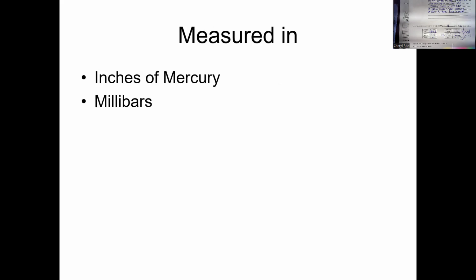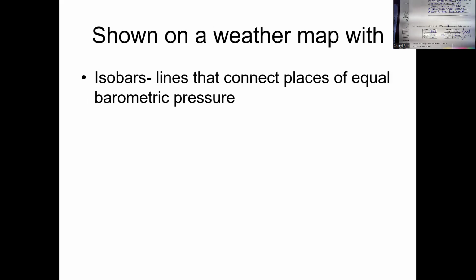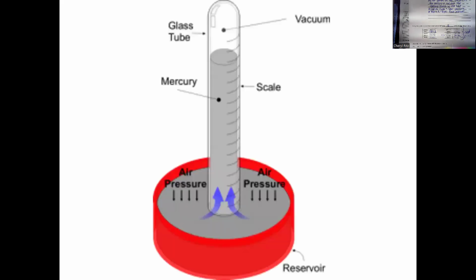We did talk about a barometer. We did talk about converting back and forth. I believe we had this that's shown on a weather map with isobars. We talked about the barometer, how when air is pushing down on the barometer, it's going to go up the tube. So cold air is going to push down and the pressure is going to go up.